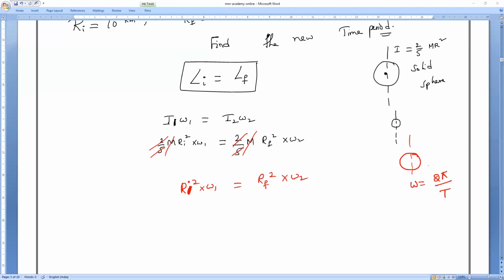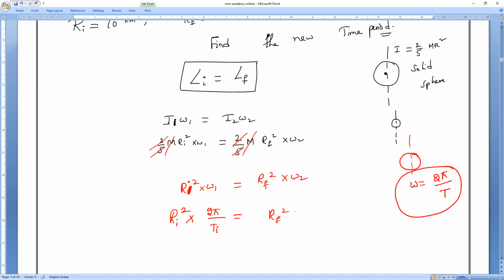That's all it is now. So what is the angular velocity formula? Angular velocity is equal to 2 pi by time period. So initial radius square into what is the initial omega? 2 pi by initial time period, which is equal to RF square into.